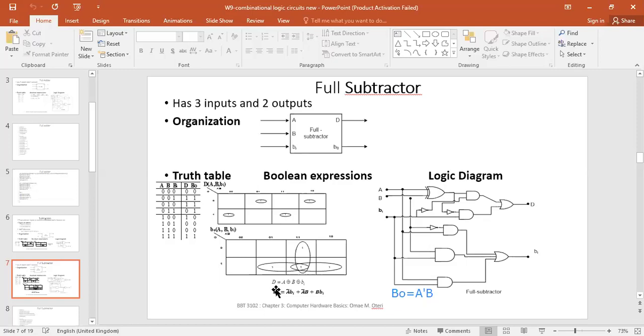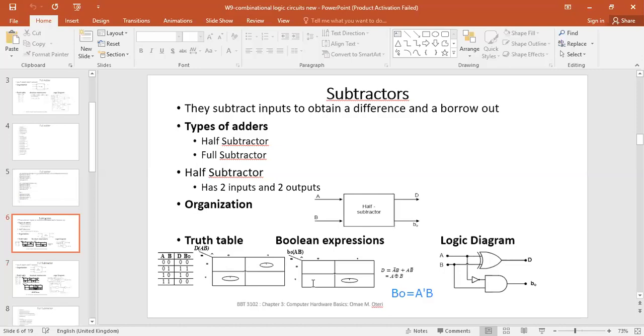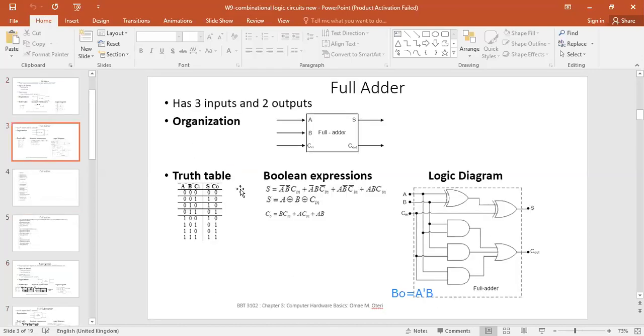Because you realize that C in is replaced by B in for the full subtractor. So if you go back and compare, please look at this. D is A exclusive or B exclusive or B in, which is equivalent to A exclusive or B exclusive or C in. That's what we had for the full adder, and I remember we did a lot of work last time on the same. So if you compare with that also, you realize that the full adder is given by S equals A exclusive or B exclusive or C in. The carry out equals B C in, or A C in, or A B. And you can actually see that we are replacing C in with B in, in the borrow out, and also inverting A.